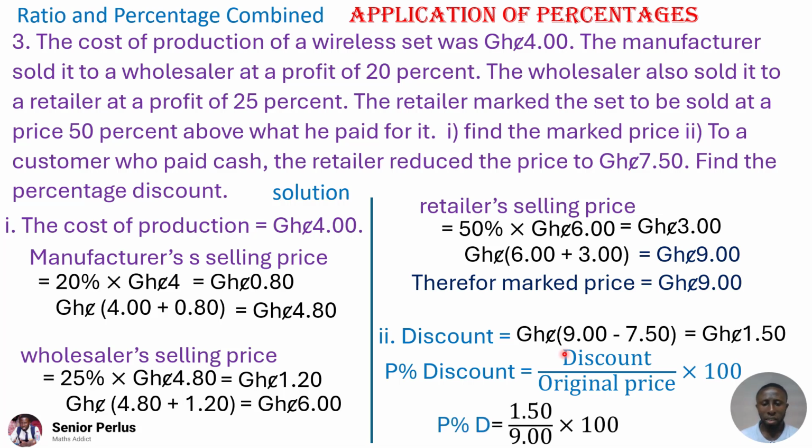Now that we know the discount value, then we can find the percentage discount. Then our original price is the mark price. Okay, good. And this is the percentage discount. Yes, that's for ratio and percentage combined.